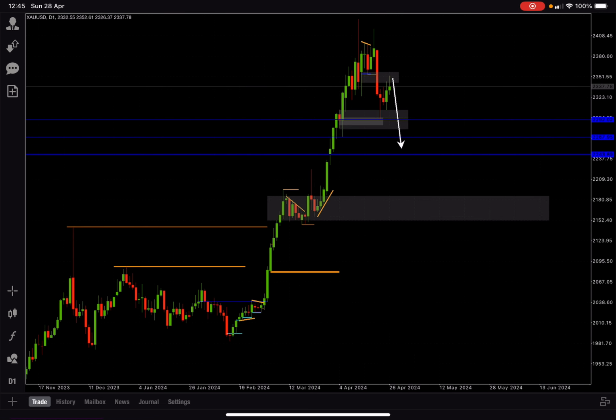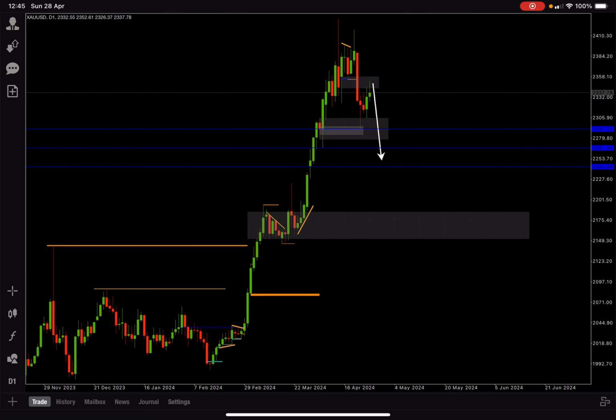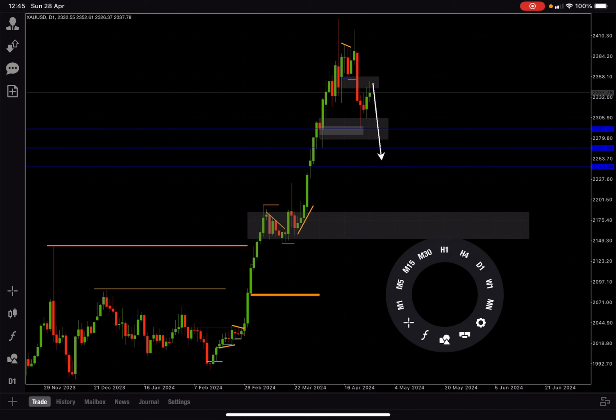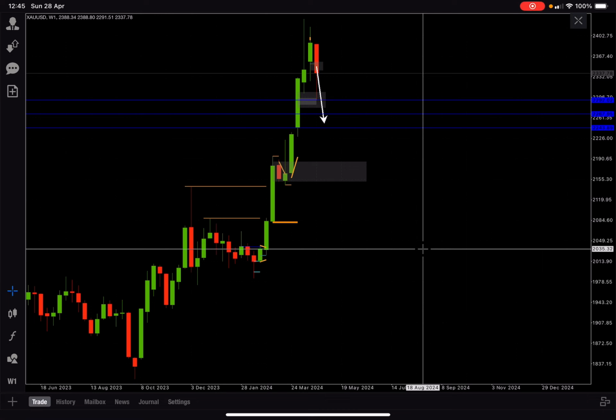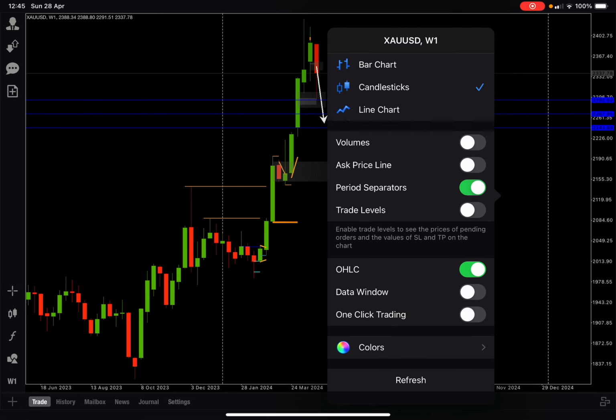And on the higher time frame, if you've been following me for the last few weeks, you will know we are aiming for a long way down. You have a couple of key levels. Let me just put on the period separator so I know what I'm aiming for.